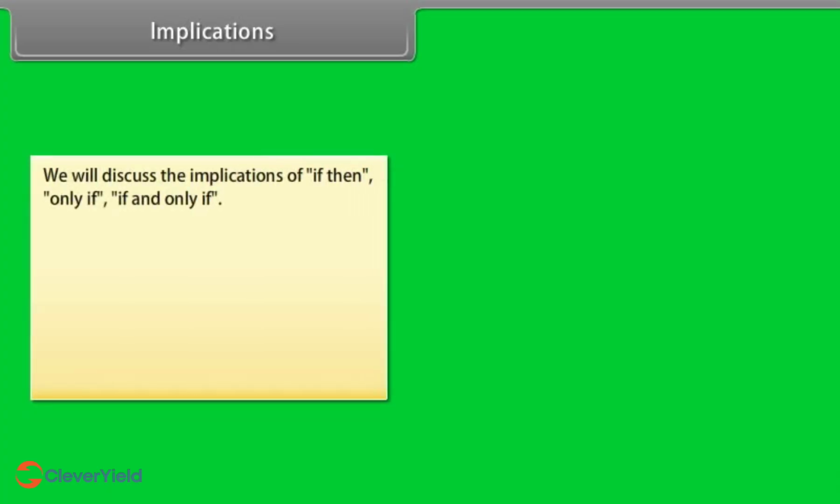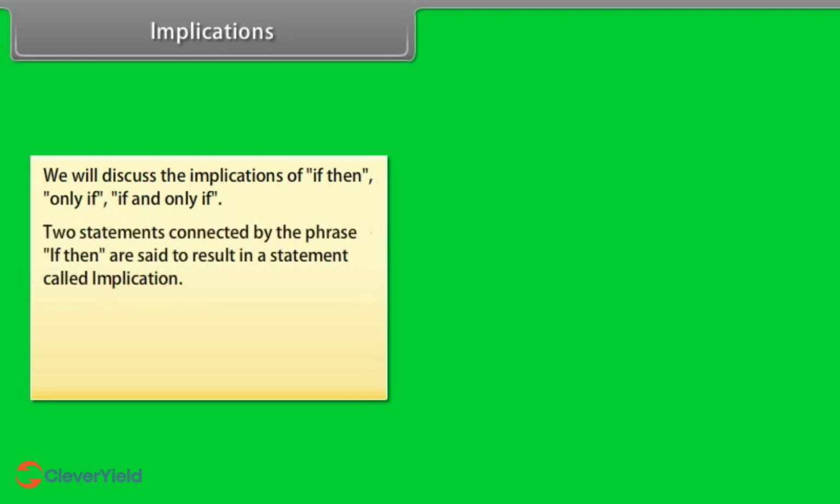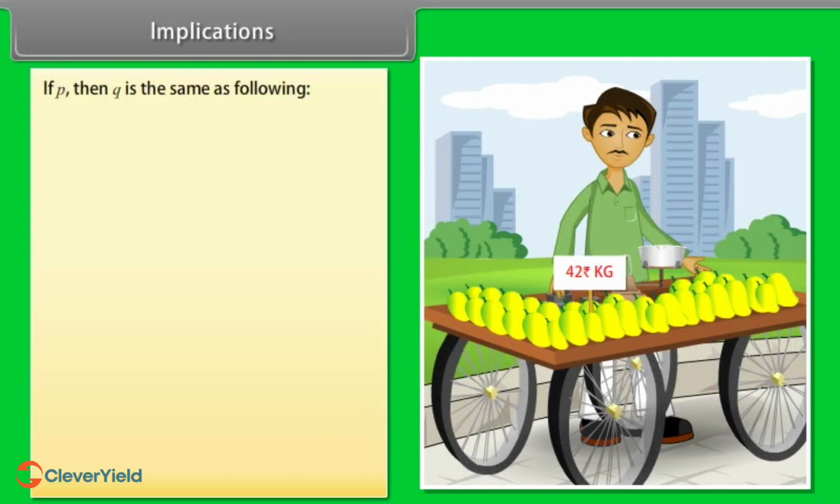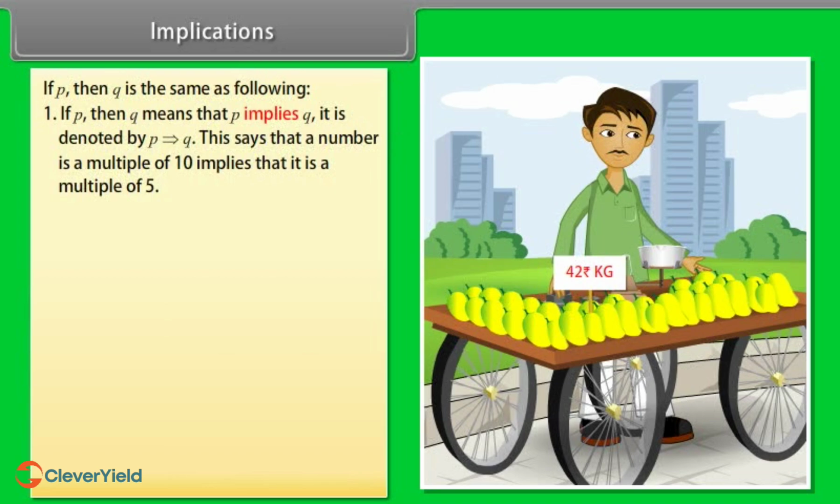Implications. We will discuss the implication of "if-then", "only if" and "if and only if". Two statements connected by the phrase "if-then" are said to result in a statement called an implication. For example, if more mangoes arrive in the market, their prices will go down. "If P, then Q" is the same as the following. "If P, then Q" means that P implies Q. It is denoted by P ⇒ Q.